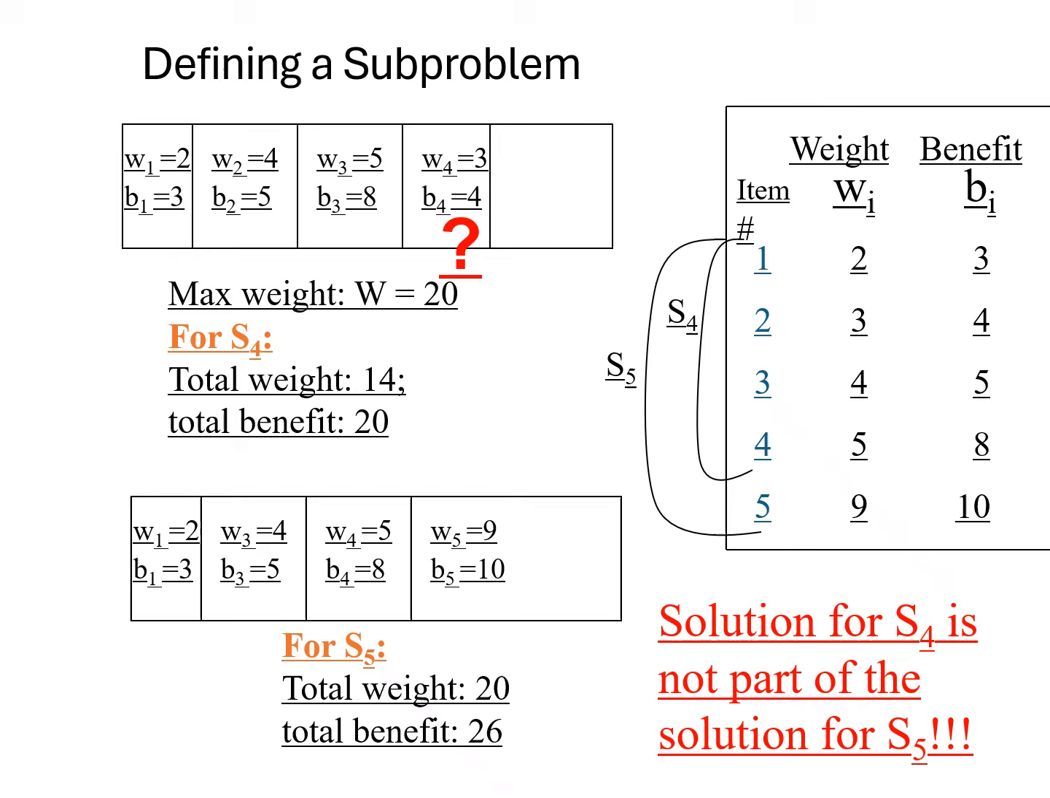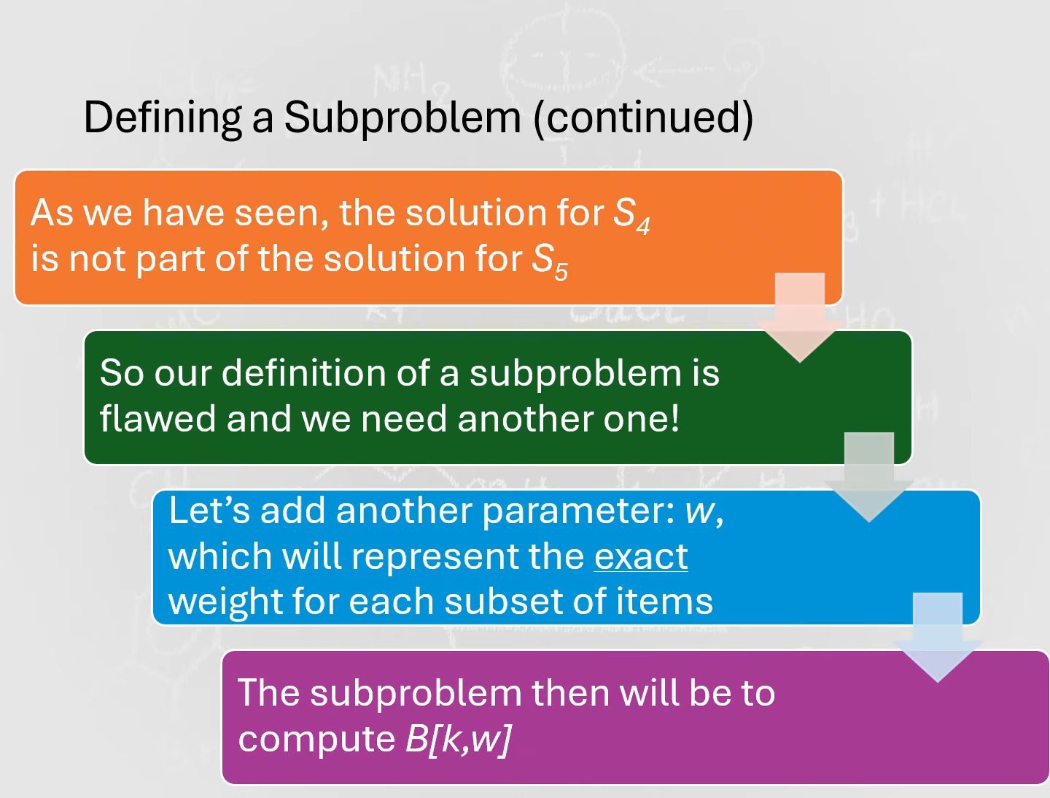So it means we have to find something else. We have to add another factor because the capacity is there. So every sub-solution, or optimal substructure, should also have some information about the remaining capacity till that moment. As we have seen, the solution for S4 is not a part of the solution of S5, so our definition of a subproblem is flawed and we need another one.